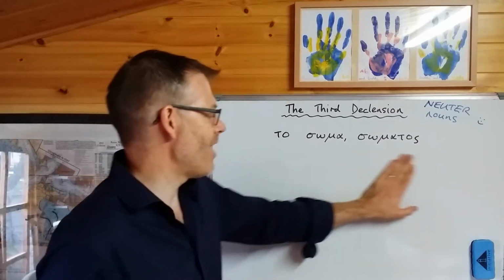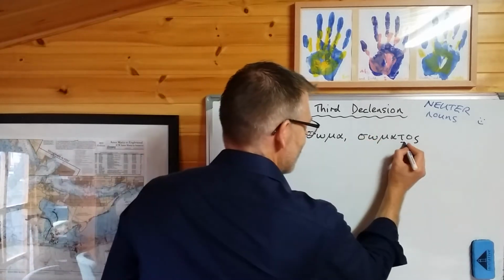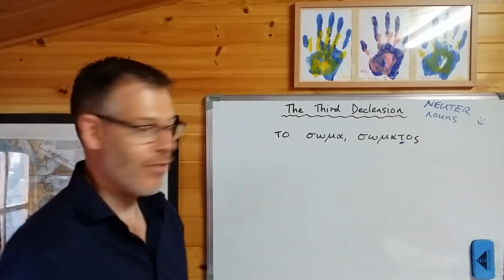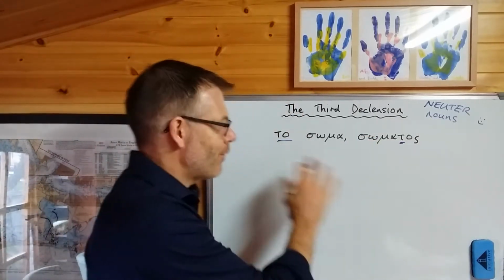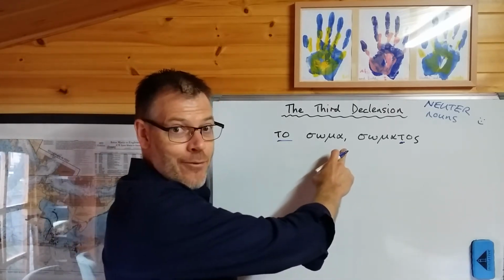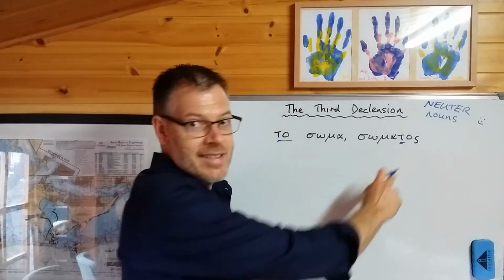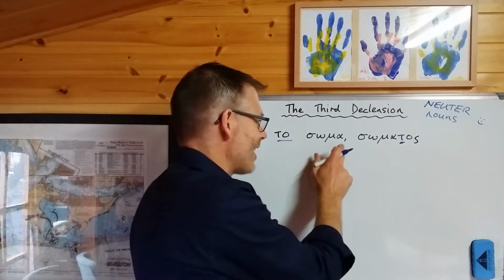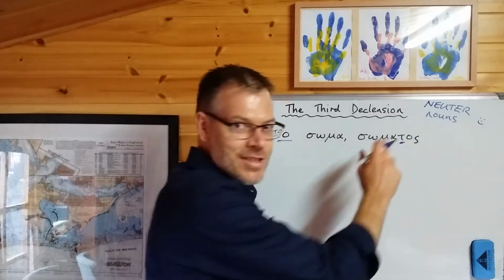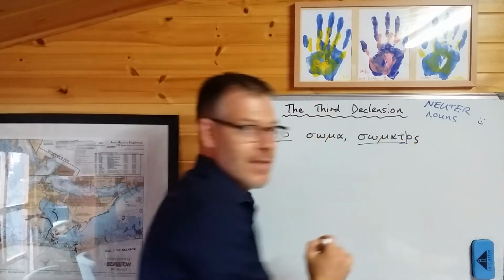Here is a neuter third declension noun with a consonant at the end of the stem. You know by now what this is telling you. This is the lexical form of the noun. To is telling you it's neuter. This is the nominative singular form. And this is the genitive singular form, which tells you what the stem is.